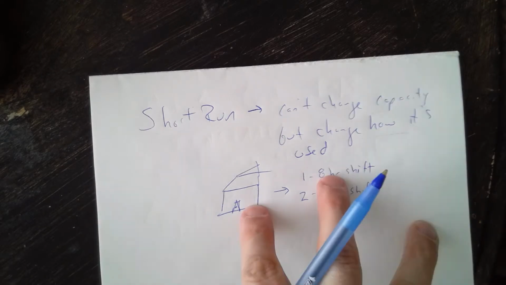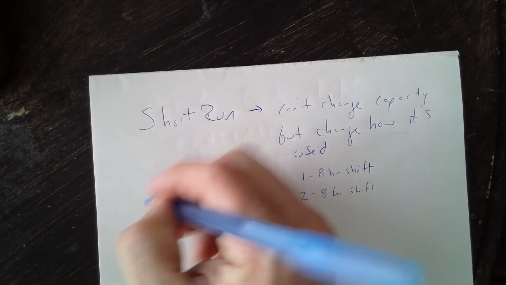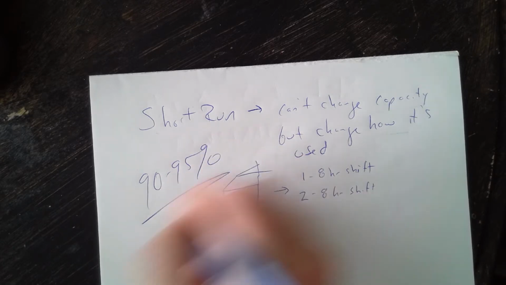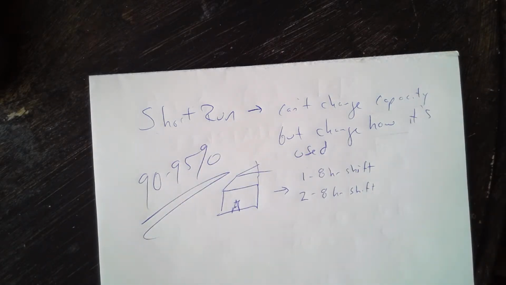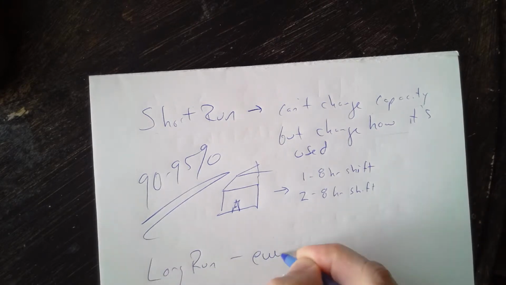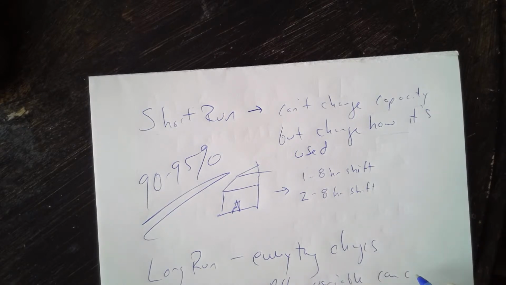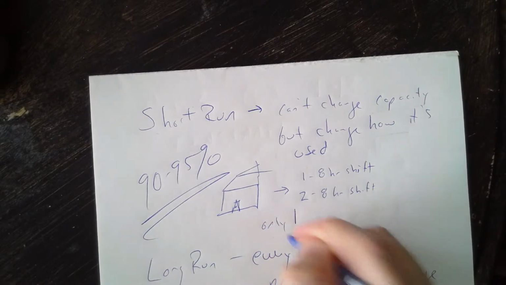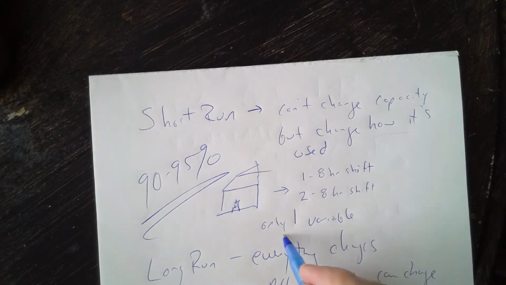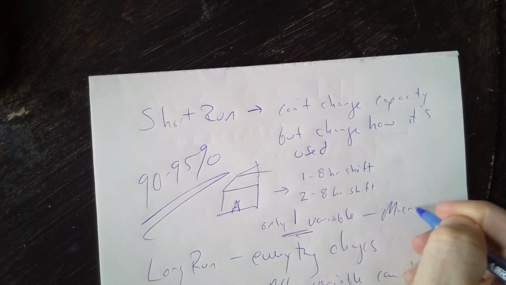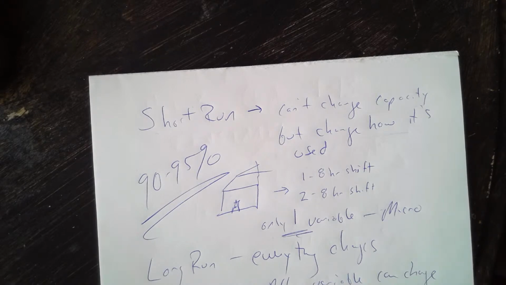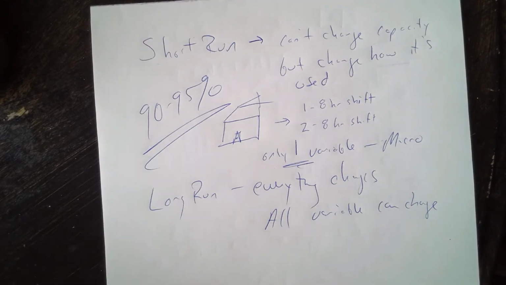Now, 90 to 95% of everything we talk about is all done in the short run. Later on, you will have a lesson specifically on the long run. All right. And in the long run, everything changes. All variables can change. In the short run, only one variable can change. That's why this is microeconomics. We are very loyal to that, and we focus on that.